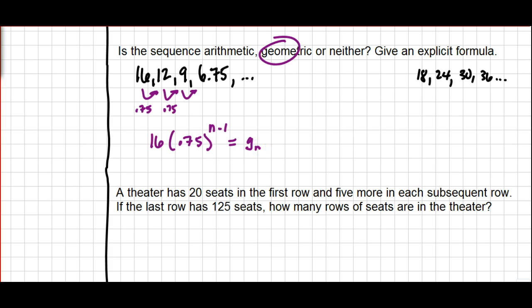Now let's look at our other example here. It's pretty clear and easy to see here that as I'm going from one term to the next, it increases by 6 each time. So clearly that is arithmetic.